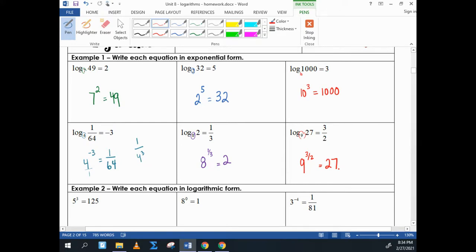All right, that's how to rewrite things in exponential form. Our next video, we will write them in logarithmic form.